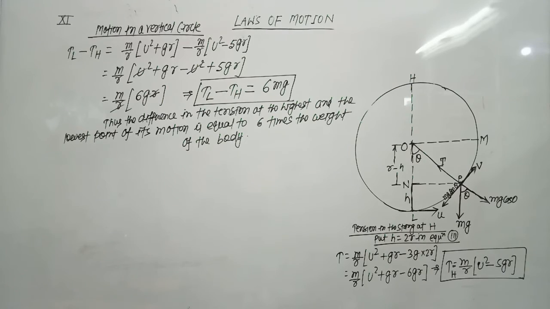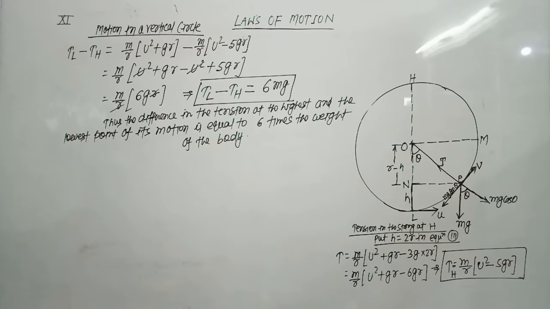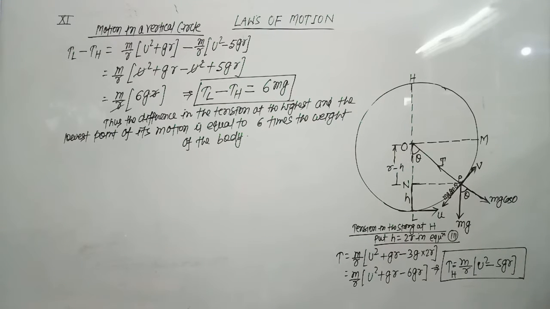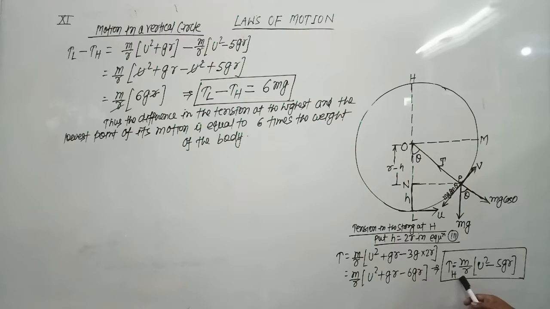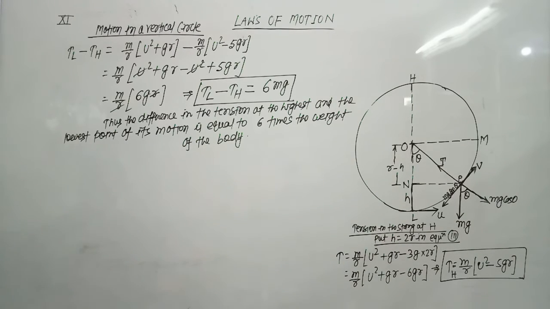In the previous video, we have discussed motion in a vertical circle, and also we discussed the difference between TL minus TH, the difference in the tension in the string at point L and at point H. TH is the tension in the string at the highest point, m by r, u square minus 5gr. Now we talk about minimum velocity of projection at the lowest point.